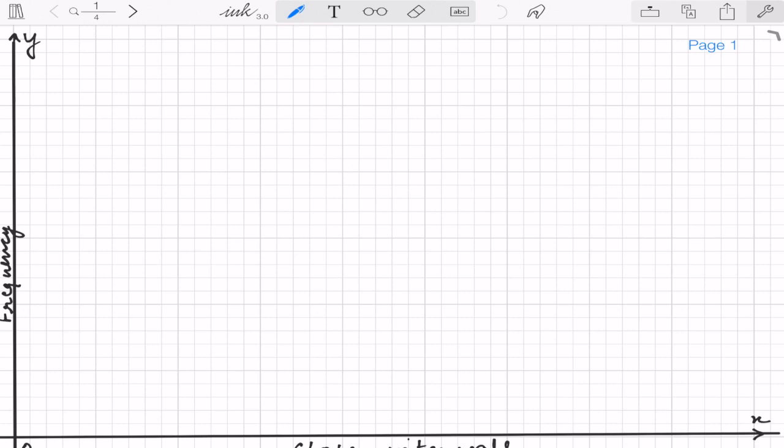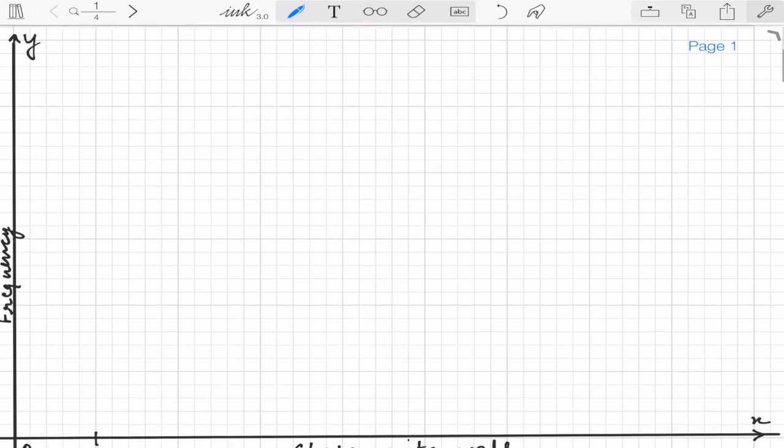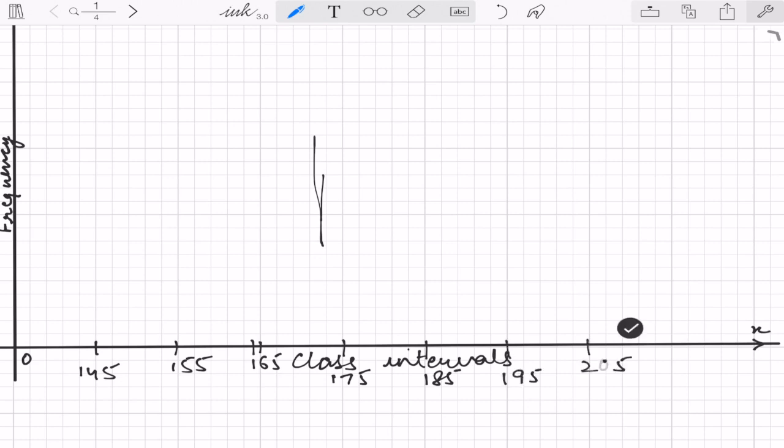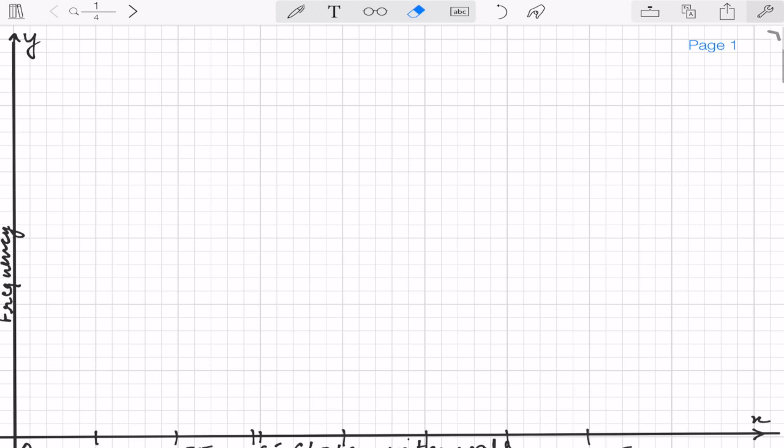So now we'll come to the graph. Here first we will draw the x-axis and y-axis. X-axis represents our class intervals and y-axis represents our frequency. So our first class interval was 145. Second is 155. We'll mention all the class intervals here till 205. So we can see the first frequency is 15. Next is 28, then 12, 36, 8 and 18.